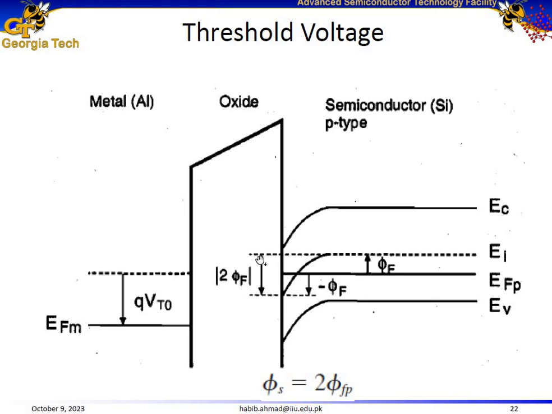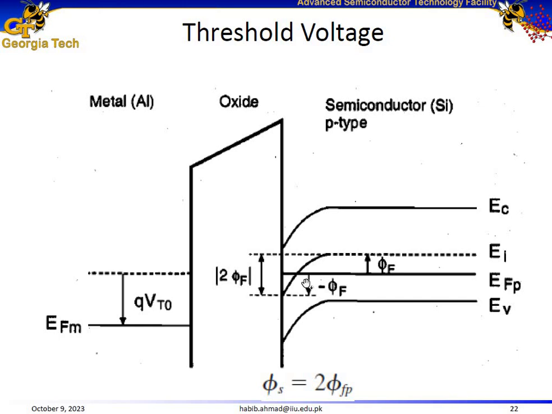Secondly, we have a surface potential over here: the intrinsic energy level at the bulk minus the intrinsic energy level at the surface. Then we have a depletion region over here, and we know that inside the depletion region for a p-type substrate we have fixed negative charges. So the threshold voltage has to cater for the depletion region charge density.